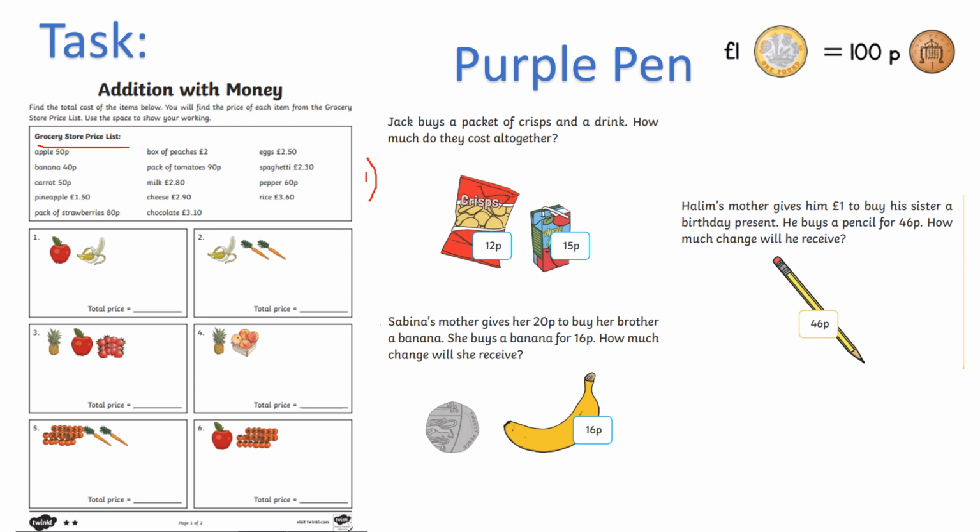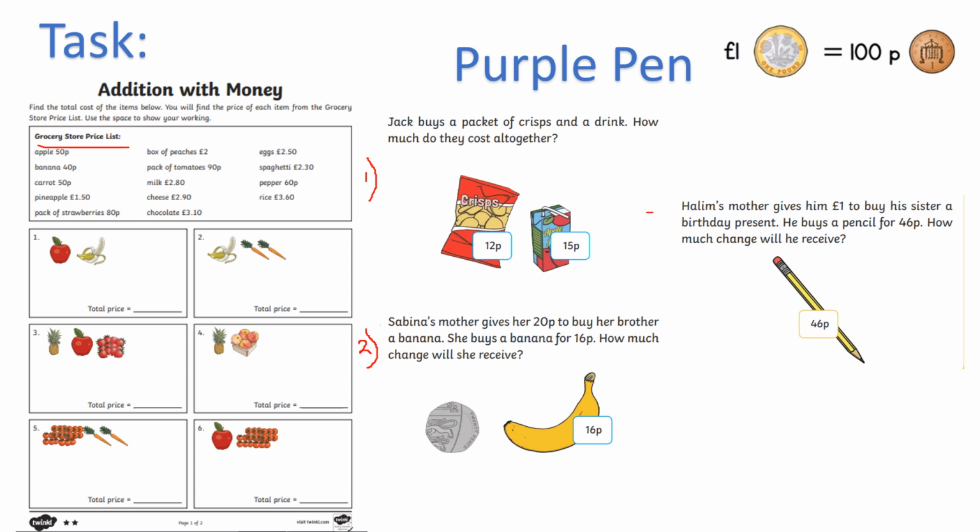And second one, Sabrina's mother gives her 20 pence to buy her brother a banana. She buys a banana for 16 pence. How much change will she receive? Now, we just went through this type of question in our previous slide. So, what operations would you use over here?